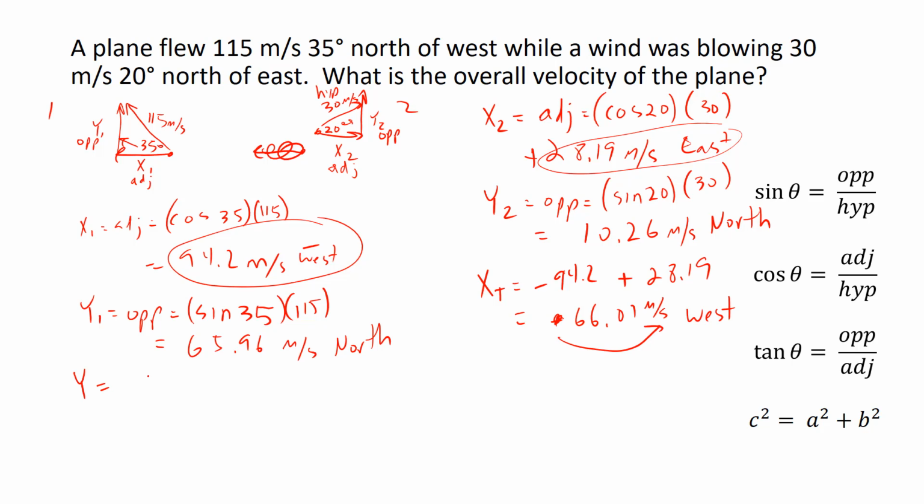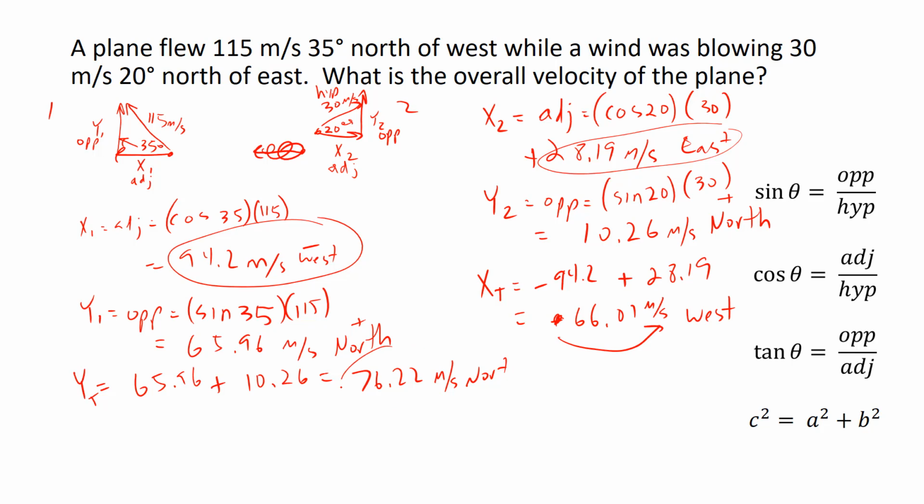The y total is going to be, they're both north. That's nice. So they're both going to be positive. Since they're both the same direction, we're going to just keep positive for both of them. We keep positive for north anyways. So 65.96 plus 10.26 equals, and I get 76.22 meters per second north.